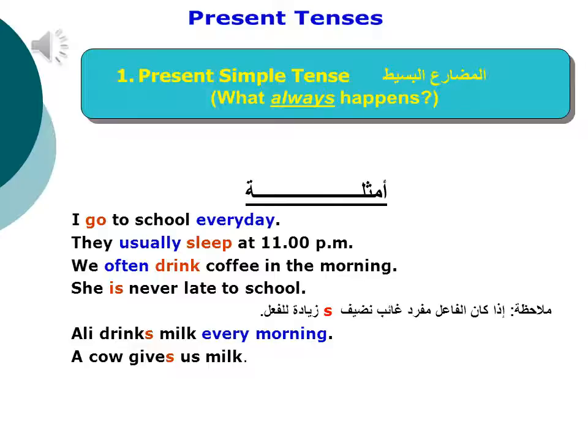Notice in the following two examples that we add s to the verb when the subject is singular, as we call it third person singular in English grammar. The two examples are: Ali drinks milk every morning. A cow gives us milk.